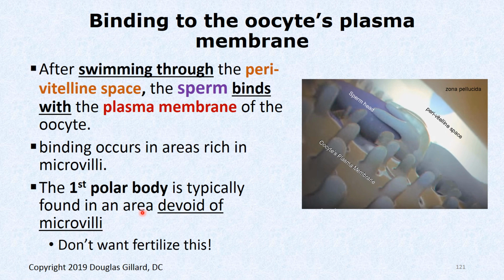The first polar body that was formed, remember that's still hanging around in the oocyte. We haven't completed meiosis 2, so the second polar body hasn't been formed yet. The first one's hanging around, and the area where it hangs around doesn't have these little microvilli, so the sperm won't bind over the top of that. If the sperm did happen to bind over the top of a polar body, it would be fertilized, and you can't sustain life. There's no plasma, no cytosol in there, and it would be a miscarriage.